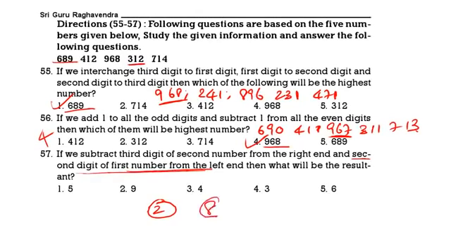8 minus 2. What is 8 minus 2? 6. The difference is 6. Option 5 is the correct answer.